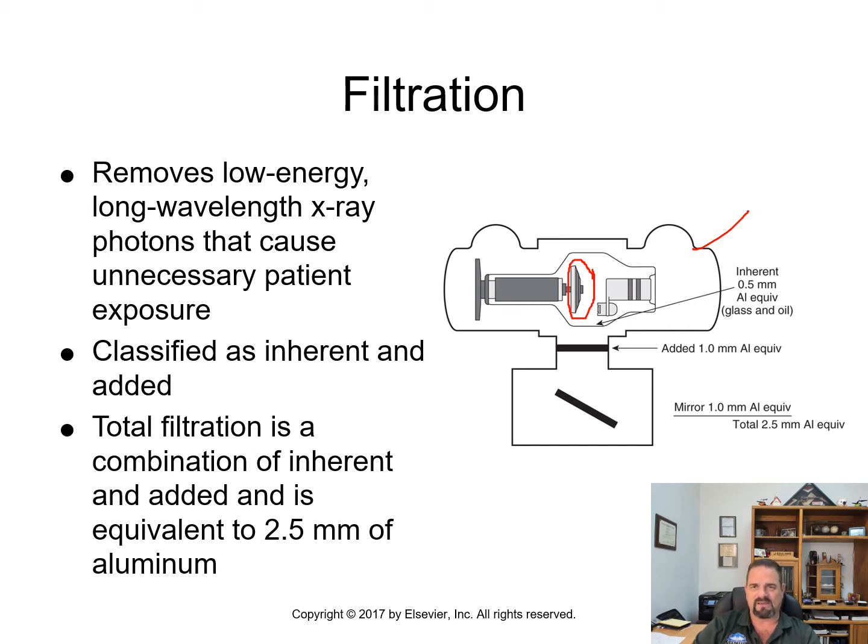Inherently, it's 0.5 millimeters aluminum equivalent plus glass and oil. This area right here is a filter that is naturally within the tube. The glass itself reduces about 0.5 millimeters AL equivalent. Added to that is another aluminum filter that gives an additional 1.0 AL equivalent. And then you have a mirror, because like I said, you bounce off the actual focal image. The mirror adds another 1.0 millimeters AL equivalent, which gives you a total of 2.5 millimeters AL equivalent on most filtration systems.